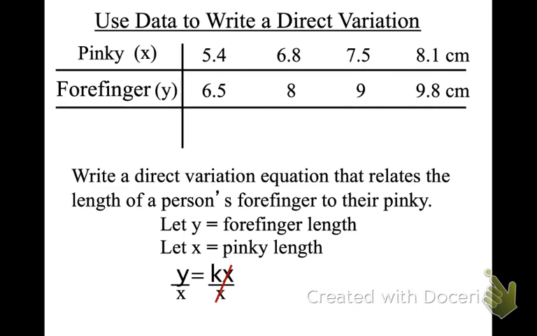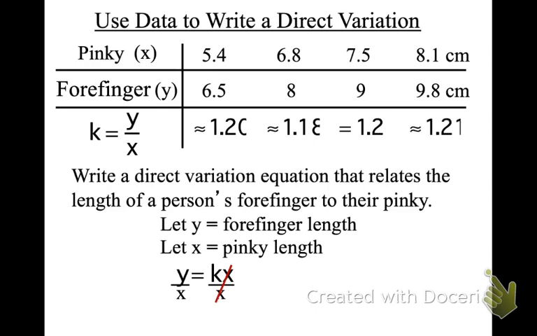Now, let's take an estimate here. If I divide y by x every time, let's see if this is a constant. If it's 1.20, sorry, that's off. And you'll see it's about 1.18. It equals 1.2. And the next one is about 1.21. So you can see that my k, whenever I divide the y by the x, we're about at 1.2.